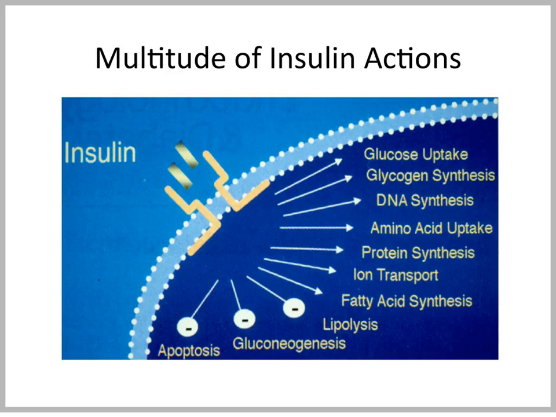Insulin is the major anabolic hormone, so we see glycogen synthesis, protein synthesis, fatty acid synthesis, and we see inhibition of catabolic processes, lipolysis and gluconeogenesis. And of course, a diabetic is in a catabolic state, so we need to stop the catabolism and, with our insulin treatment, bring the animal back into an anabolic state.